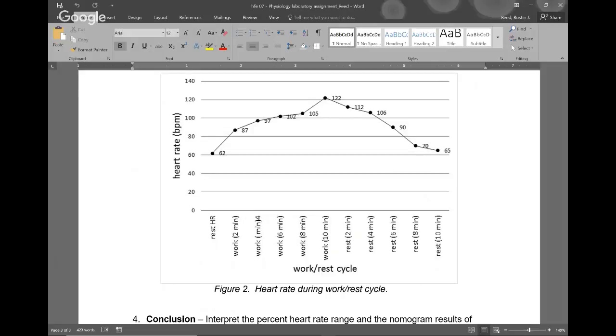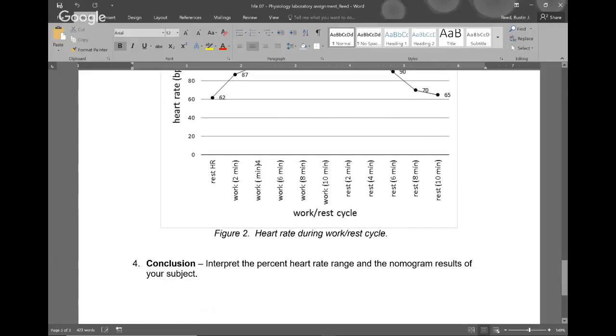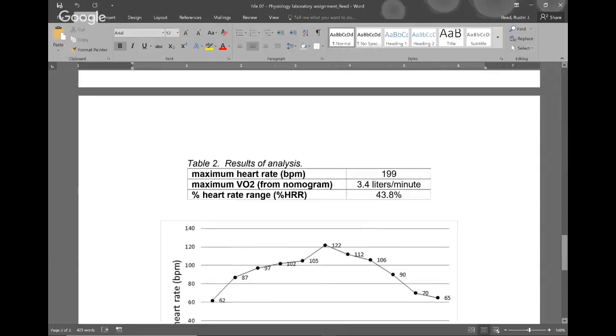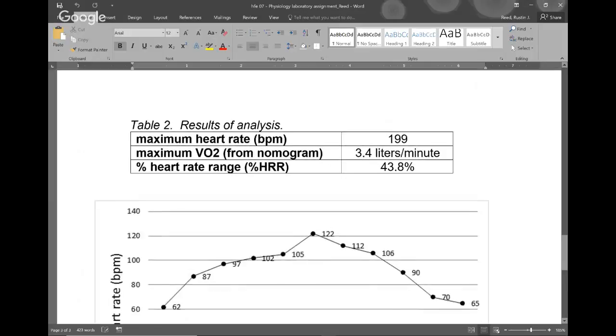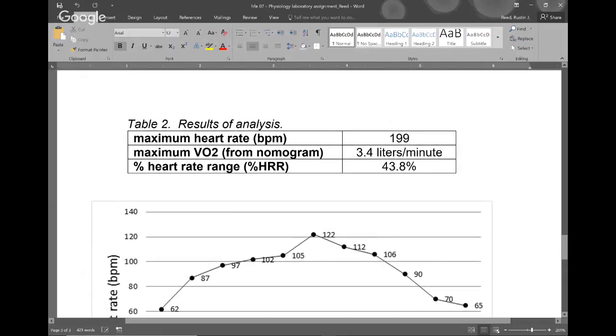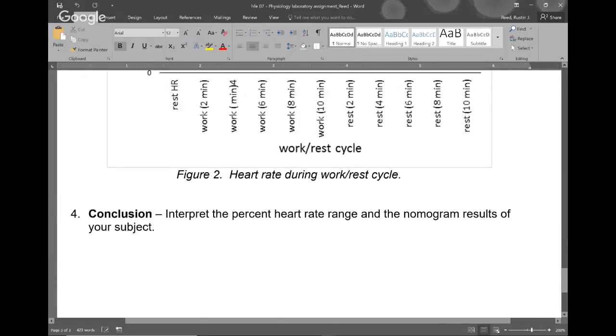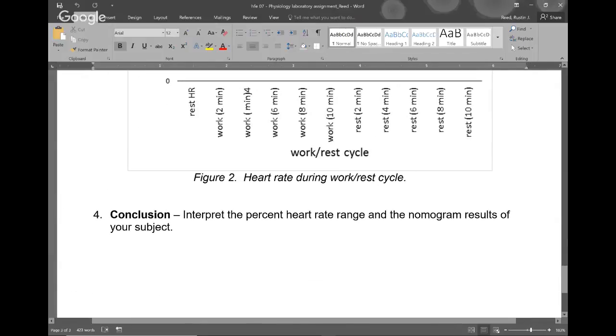And then for the conclusion, just interpret the results, basically. So this will just be one paragraph again, a few sentences. Interpret the percent heart rate range. So like I mentioned, here, percent heart rate range of 44 indicates that the person is 44% of the way to their max. You'll also interpret the nomogram results.